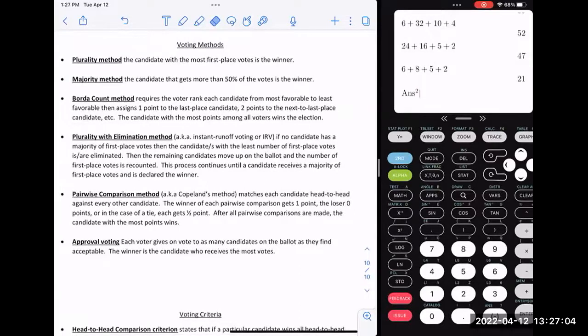In pairwise comparison method, we match each candidate head to head against every other candidate. So the winner of each pairwise comparison gets a point, the loser 0 points. If there is a tie between 2 candidates, we give them each half a point. After all the pairwise comparisons are made, the candidate with the most points wins.